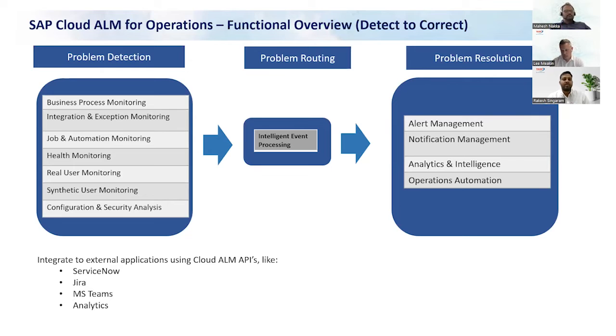So these are the various functionalities provided in the problem detection area. Whatever issues or events are identified in the system or in the cloud services are routed to problem routing using intelligent event processing. It will send you to the problem resolution area, whether you want to send it to alert management to create an alert for the issues or events created in the system. You can create an alert in alert management. If you plan to send to notification management, you can send it there.